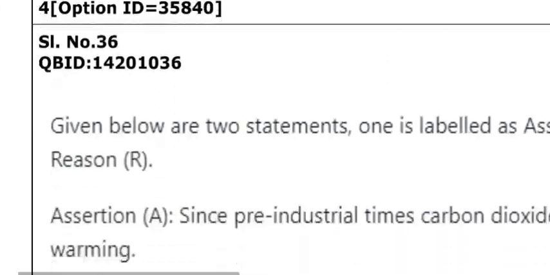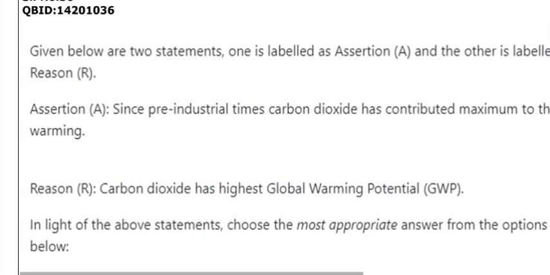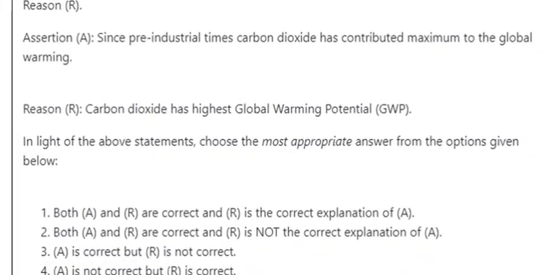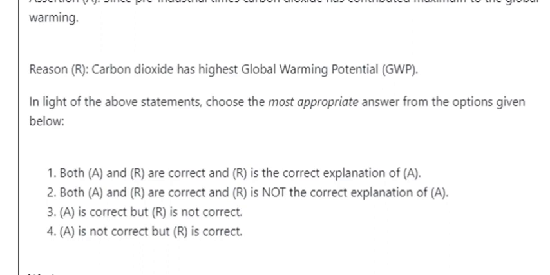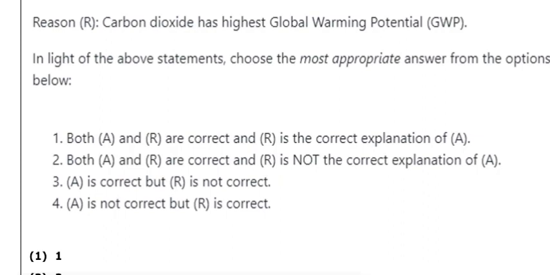Next, 36. It says given below are two statements. One is labeled as assertion and the other is labeled as reason. Assertion A says since pre-industrial times carbon dioxide has contributed maximum to the global warming. Reason says carbon dioxide has highest global warming potential, GWP. In light of the above statements, choose the most appropriate answer from the options given below. Both A and R are correct and R is the correct explanation of A.